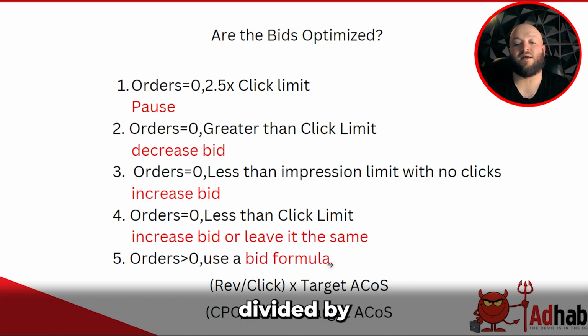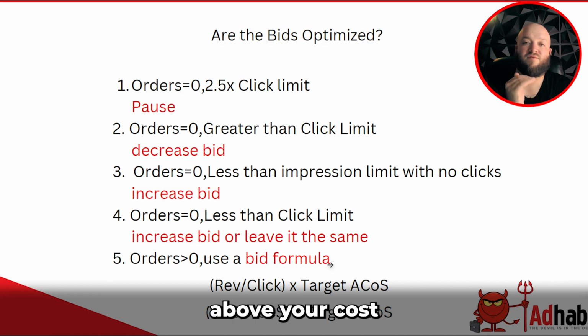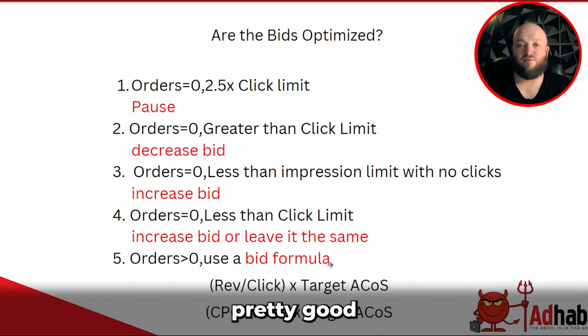Cost per click divided by ACoS times target ACoS. That's the exact same thing. It's going to give you the same answer. Now, in general, as long as you increase your bid above your cost per click when you have a good ACoS and decrease your bid below your cost per click when you have a bad ACoS, you're going to get pretty good results as long as you don't drastically change them too much.